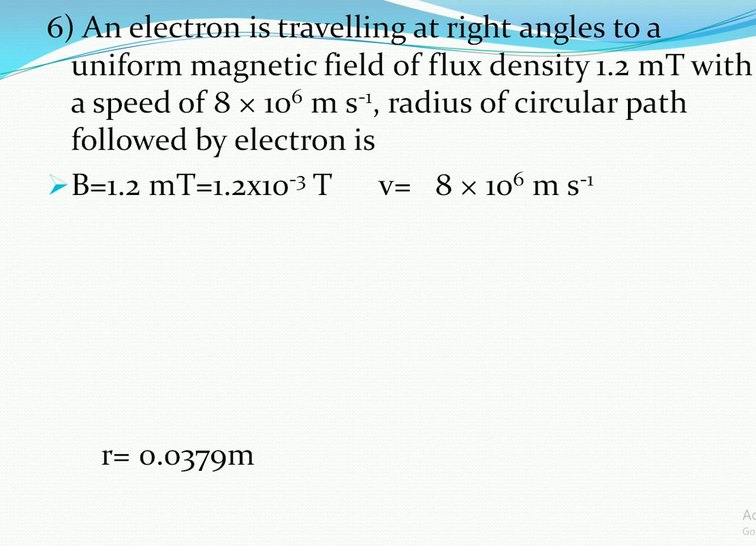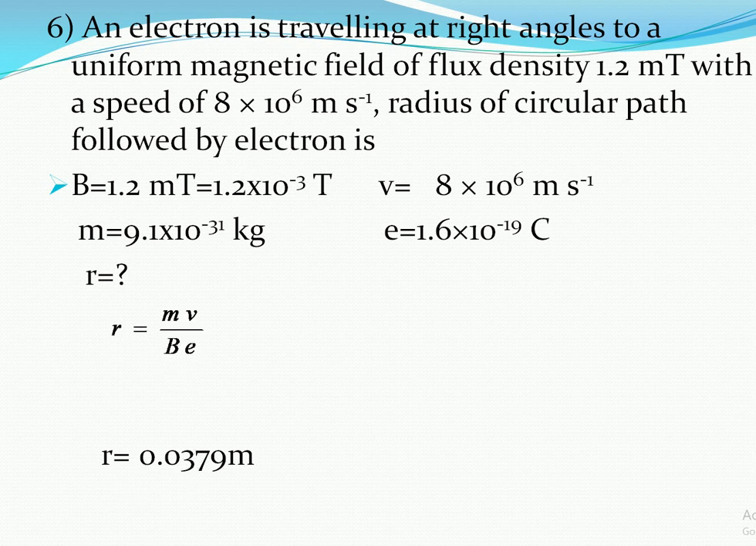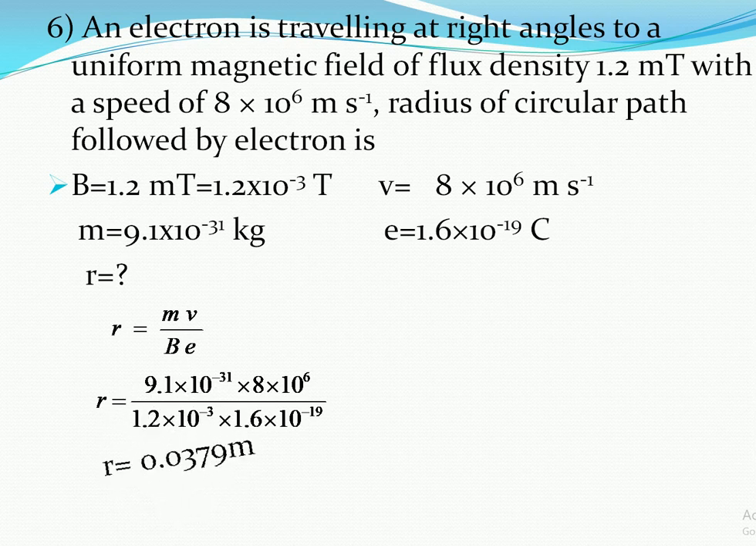The velocity is given, which is 8 into 10 raised to 6 meter per second. Mass is 9.1 into 10 raised to minus 31 kg, and the charge of the electron is 1.6 into 10 raised to minus 19 coulomb, and we have to calculate the radius of the circular path, that is r. The formula is r is equal to mv by Be. By putting this value, we get the answer 0.0379 meter.